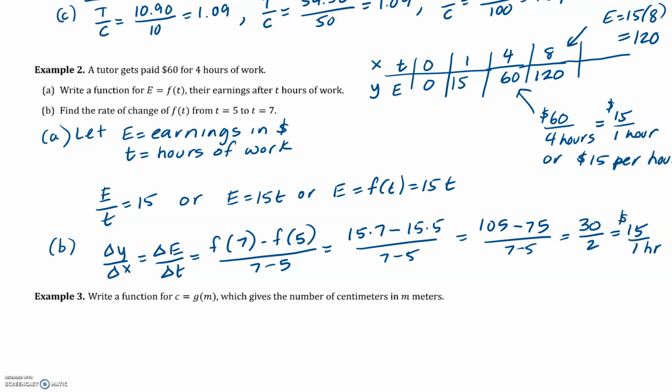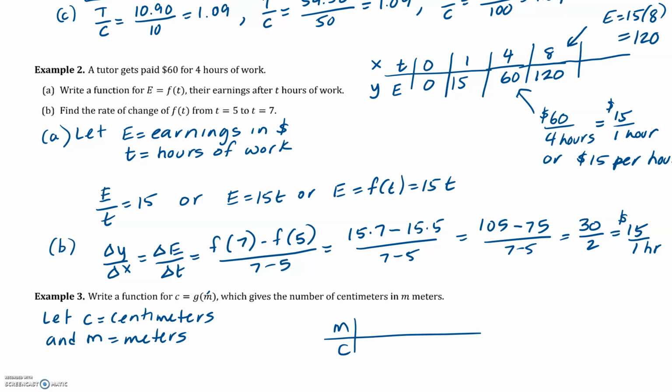Write a function for C equals g of m, which gives the number of centimeters in m meters. So C equals the centimeters and m equals meters. If you know anything about centimeters and meters, there's 100 centimeters in 1 meter. So if I was to do a chart, the m is our input, the c is our output.